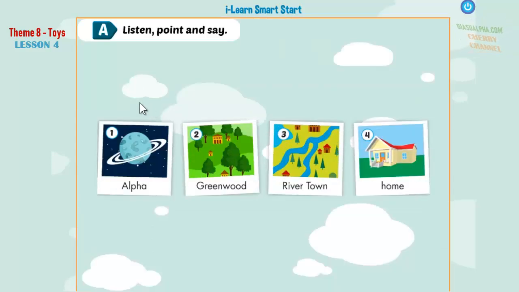A. Listen, point, and say. 1. Alpha. 2. Greenwood. 3. Rivertown. 4. Home.